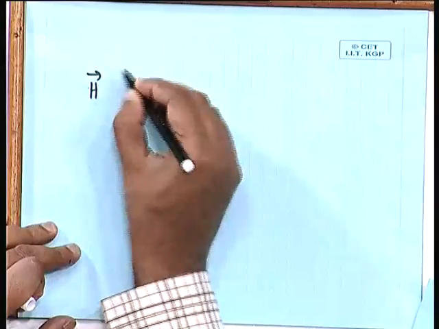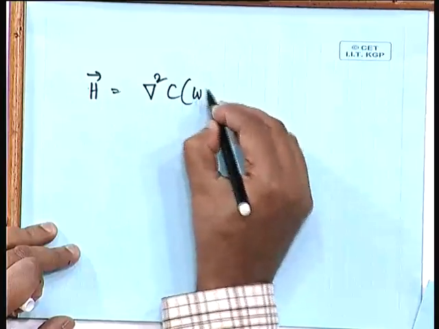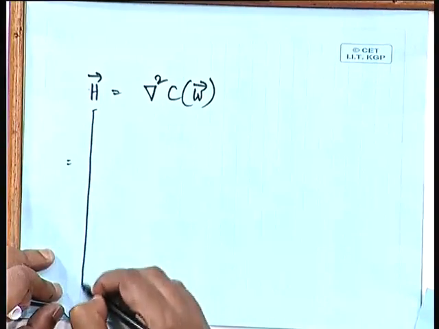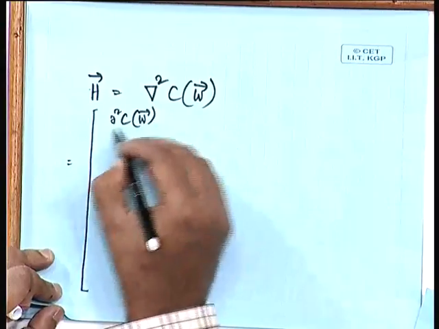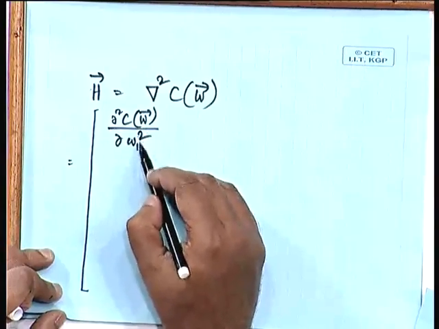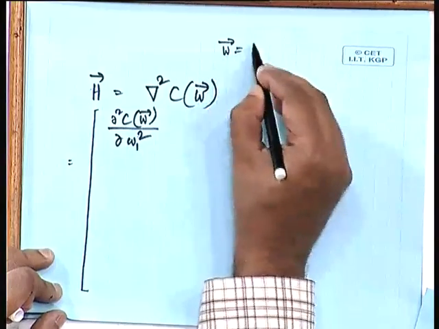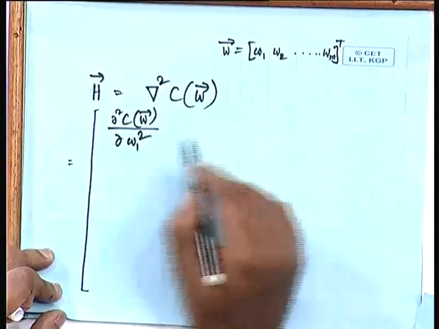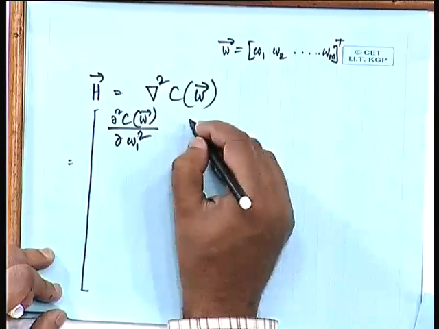The Hessian matrix will be the Laplacian of, or the second derivative of, this cost function, and this is expressible as follows: del square C W del W1 square, right. This is the second derivative with respect to W1, because W1 is the first element of the weight vector. The weight vector is W1, W2 up to Wm transpose. At first we have to take the second derivative with respect to W1. What will be the next term?